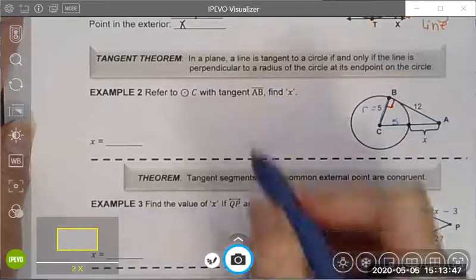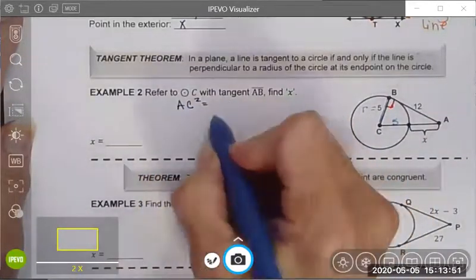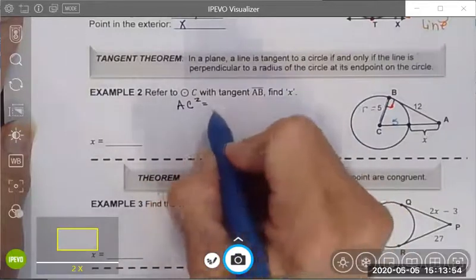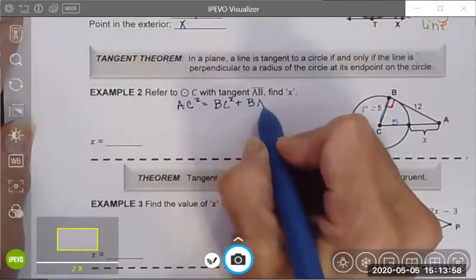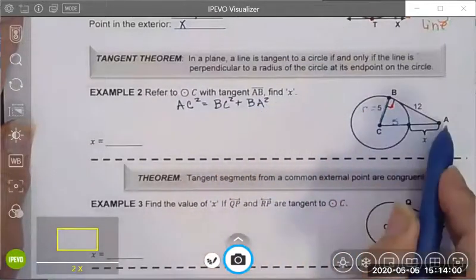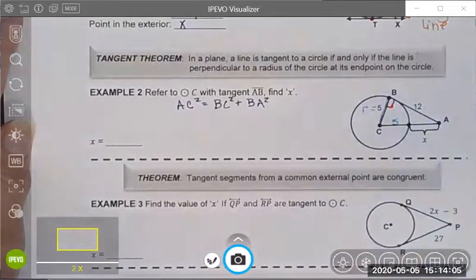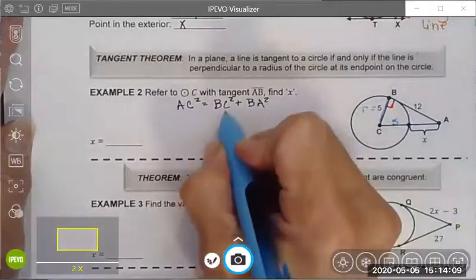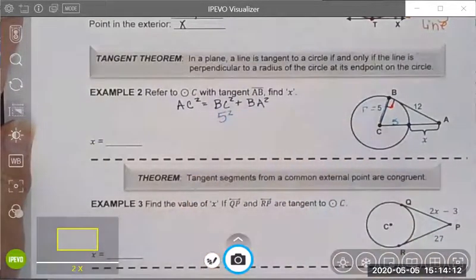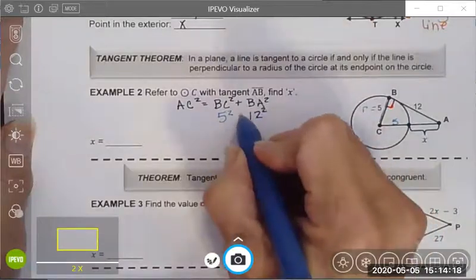So I'm going to solve for AC using the Pythagorean theorem. I know that AC squared is going to be equal to BC squared plus BA squared. And that's just the 2 legs of a right triangle when squared and summed equal the square of the hypotenuse. So BC is my radius. This will be 5 squared. The segment on my tangent that we're looking at is 12. So BA is 12, and I'm going to square that.